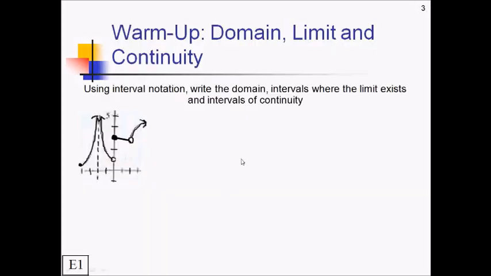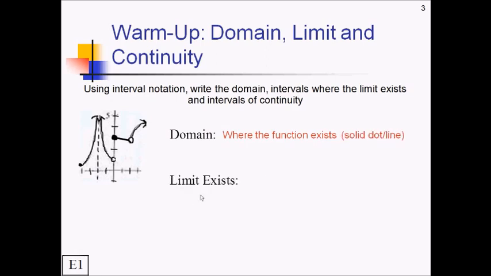So in order to promote some continuity between where we've been and where we're going in terms of material, using interval notation, we're going to write the domain, intervals where the limit exists, and intervals of continuity for the function in this graph right here. Just a few definitions before we start doing that. With domain, remember, we're talking about where the function actually exists. So that would be anywhere your function has either solid dots or solid lines.